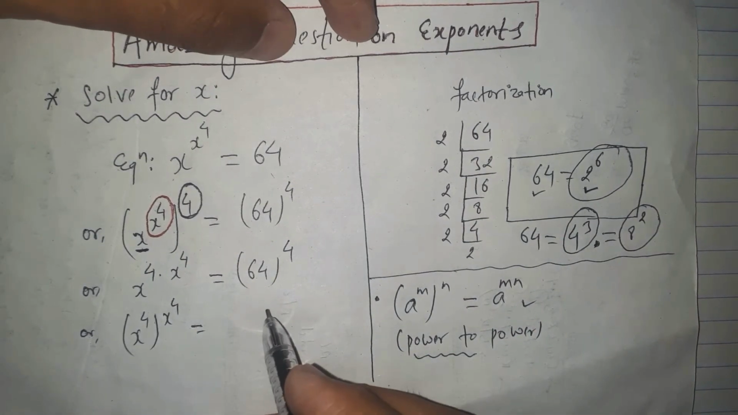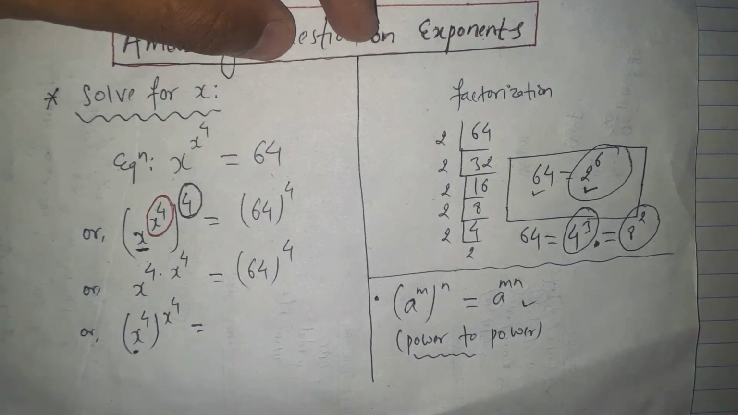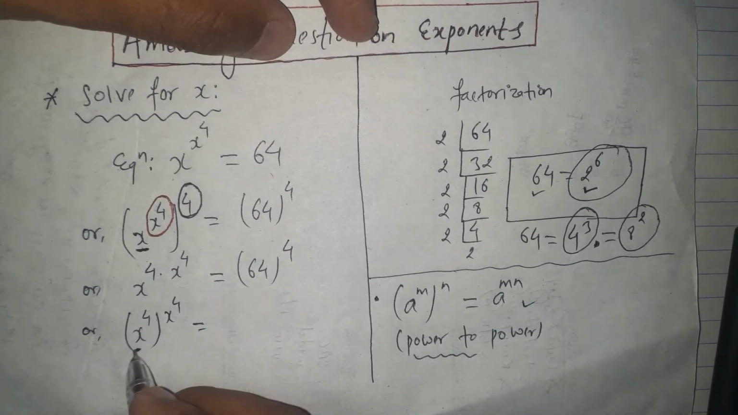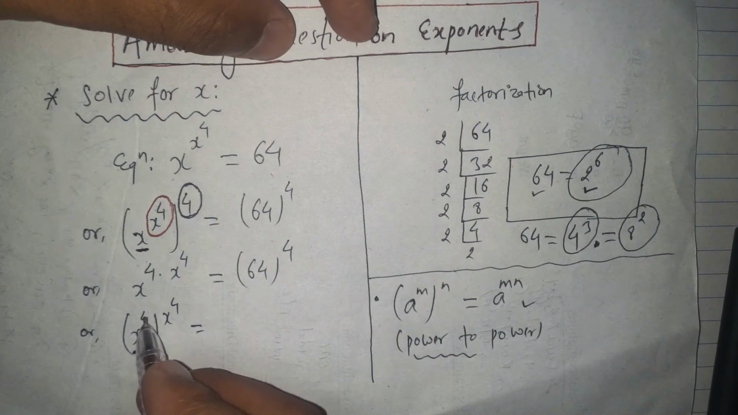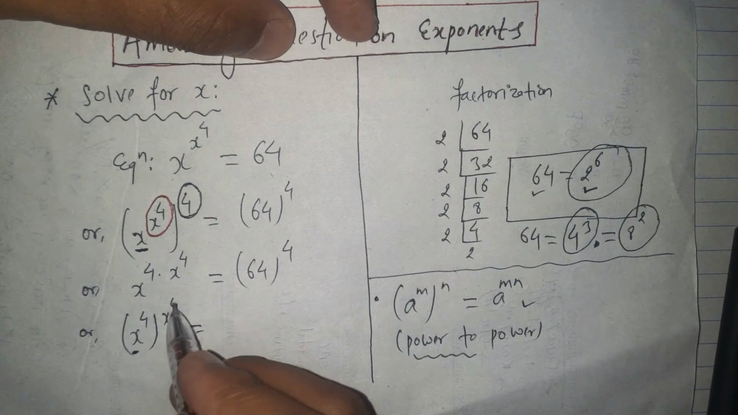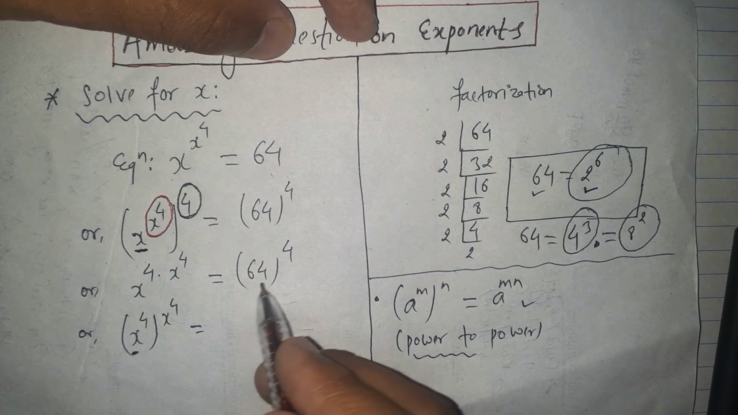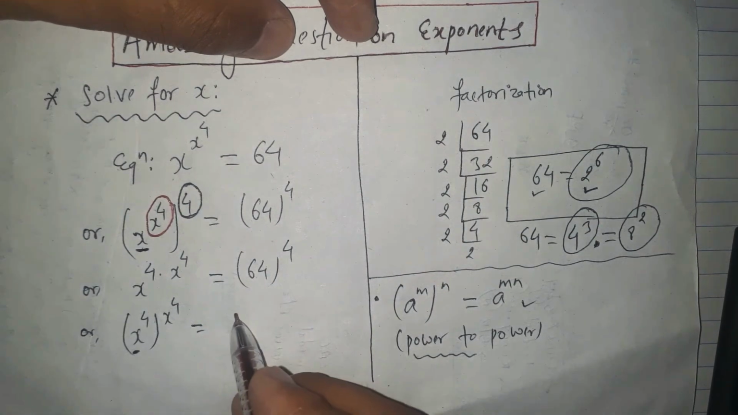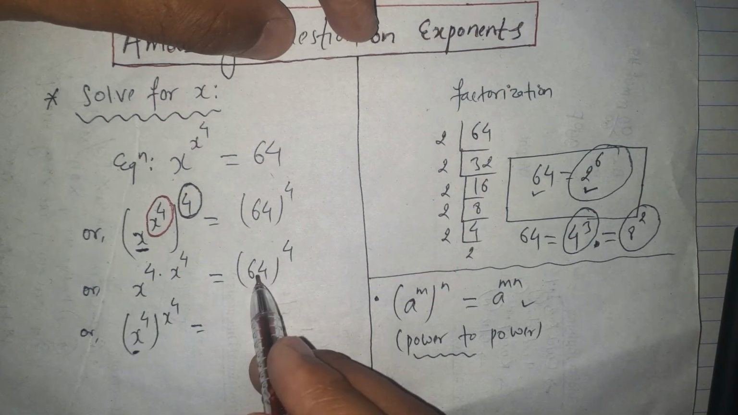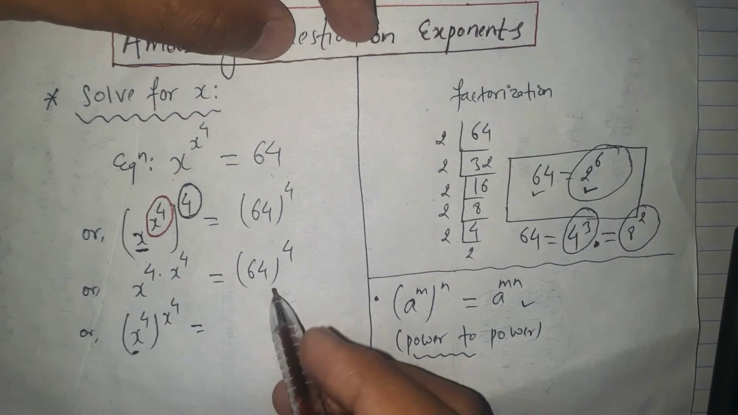So let's make the power the base. On the left hand side, the base is x raised to the power 4, and the power of this base is x raised to the power 4. Both base and power are the same. So on the right hand side, let's make the base and the power the same.